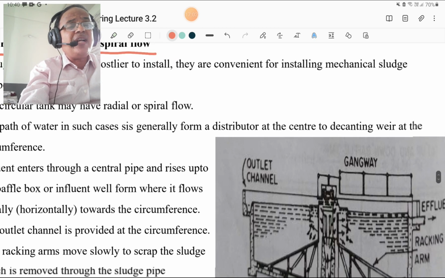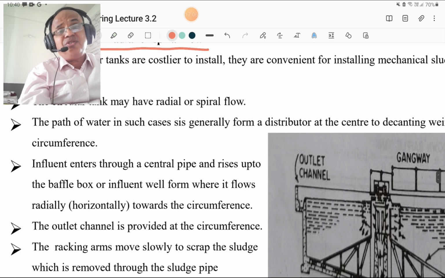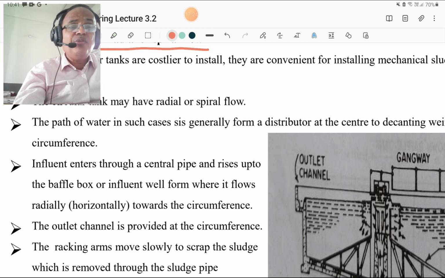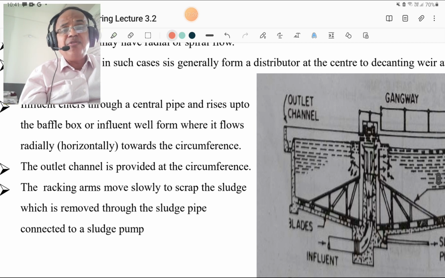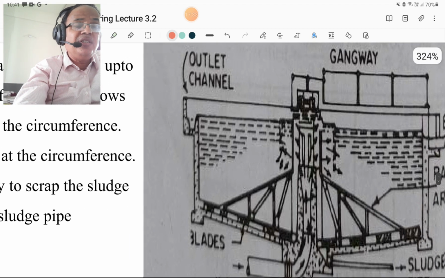generally forms a distributor at the center to a decanting weir at the circumference. Influent enters through a central pipe and rises up to a baffle box or influent well, from where it flows radially towards the circumference. The outlet channel is provided at the circumference. The raking arms move slowly to scrape the sludge, which is removed through the sludge pipe connected to the sludge pump, as in the rectangular tank.